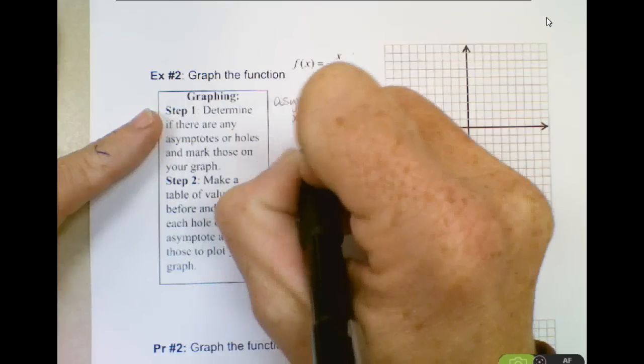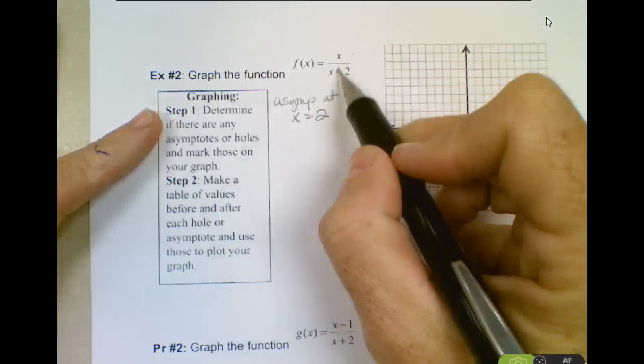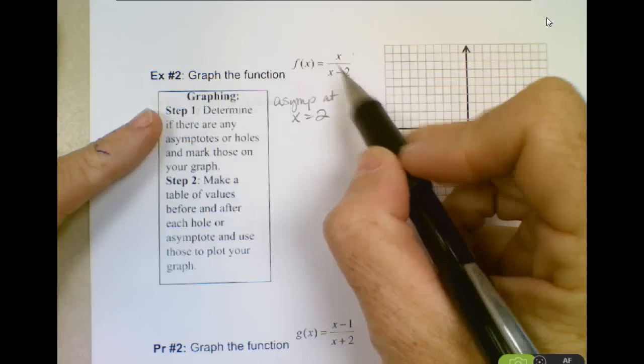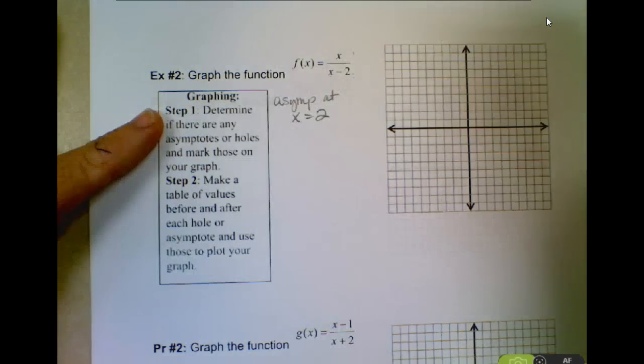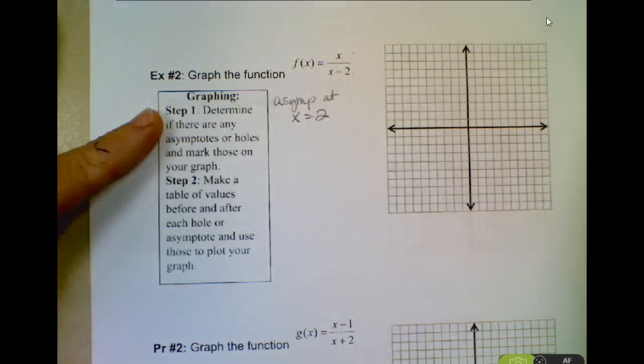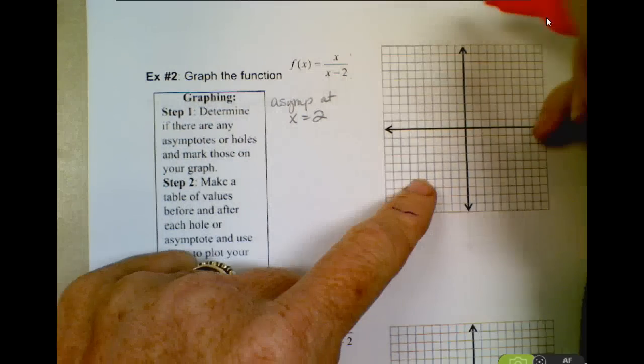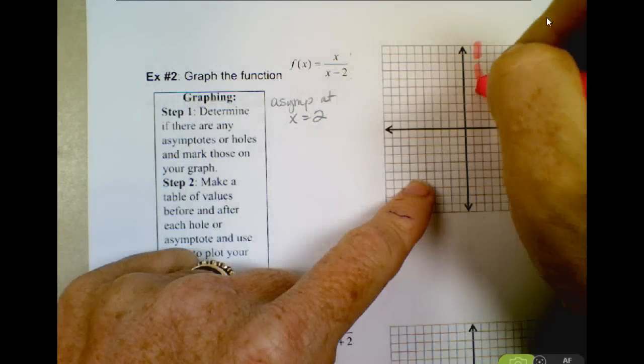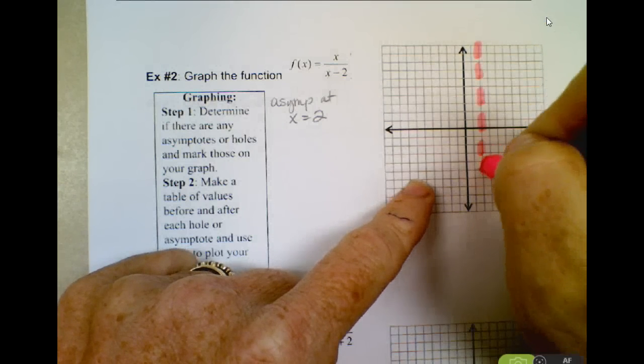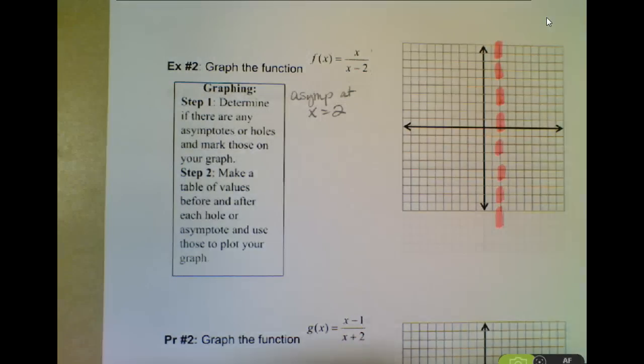So we would have an asymptote at x equals 2. If I plug a 2 into the bottom here, 2 minus 2 is 0. That is where our function is undefined. Sometimes it helps to mark it in highlighter, something you can see pretty easily. So our asymptote is going to be at 2, and our graph is going to approach that line but never touch it.